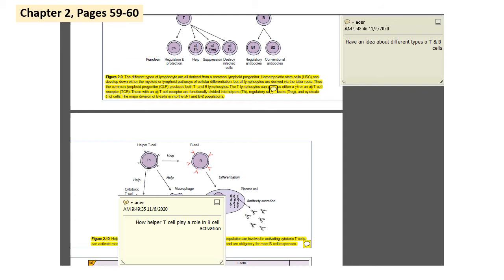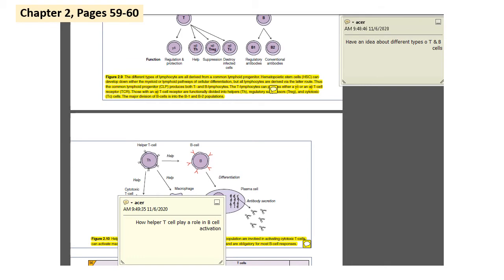The T lymphocytes possess either gamma delta or alpha beta T cell receptors. Those with alpha beta T cell receptors are the alpha beta T cells, that means T helper 1, 2, regulatory T cell, Treg, suppressor T cell, and cytotoxic T cell.